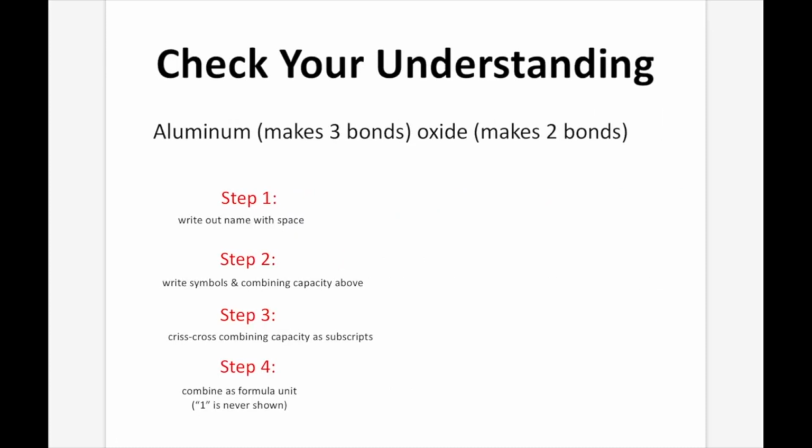Check your understanding. Aluminum makes 3 bonds, and oxide makes 2 bonds. Oxide, remember, is for oxygen, but we're going to call it oxide in this formula. So what I'd like you to do is pause the video and do the criss-cross rule for aluminum with a combining capacity of 3 and oxygen with a combining capacity of 2.